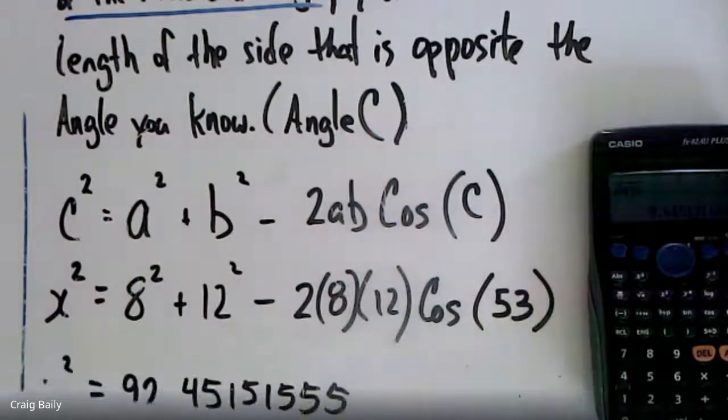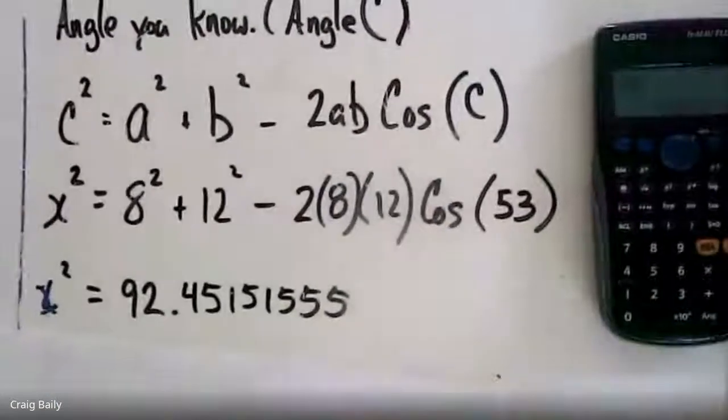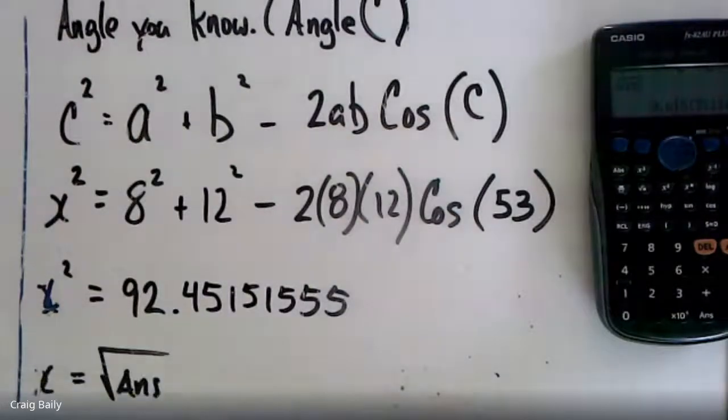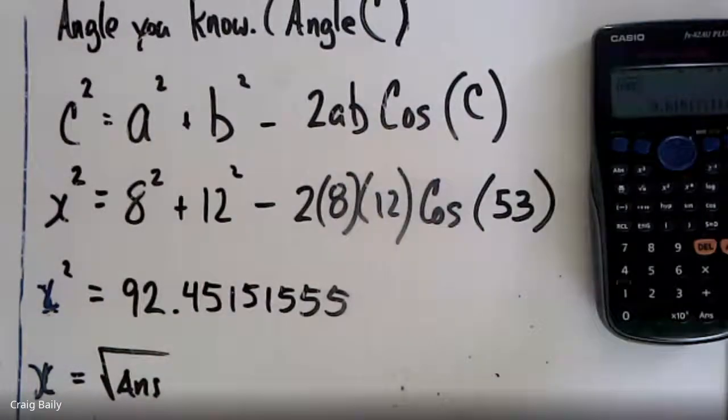We put that in our calculator, and we get that x squared is 92 point all that. Now, one important thing to notice, this is x squared. And how do you undo squaring? You square root. Leave that in your calculator answer screen. No need to round it yet. Rounding loses accuracy. So you will find x is the square root of that last answer.